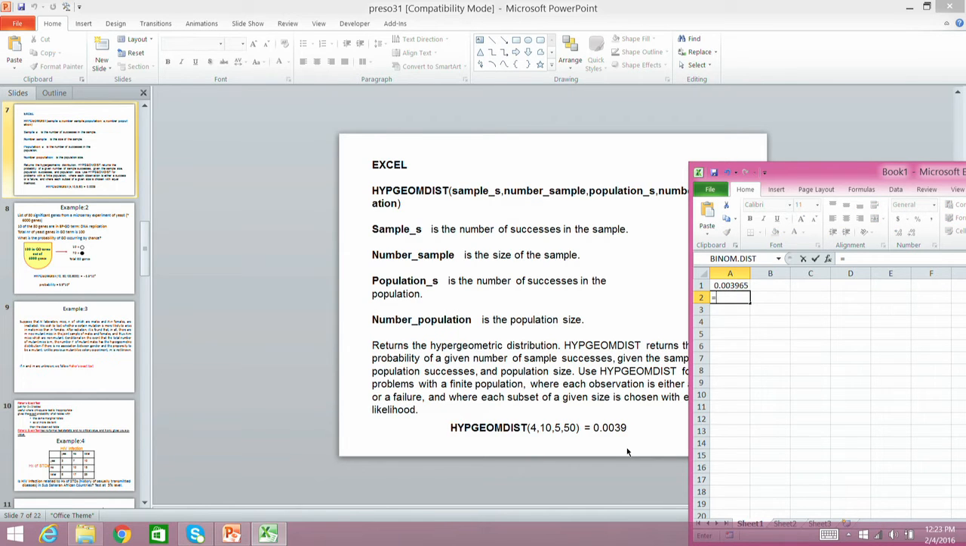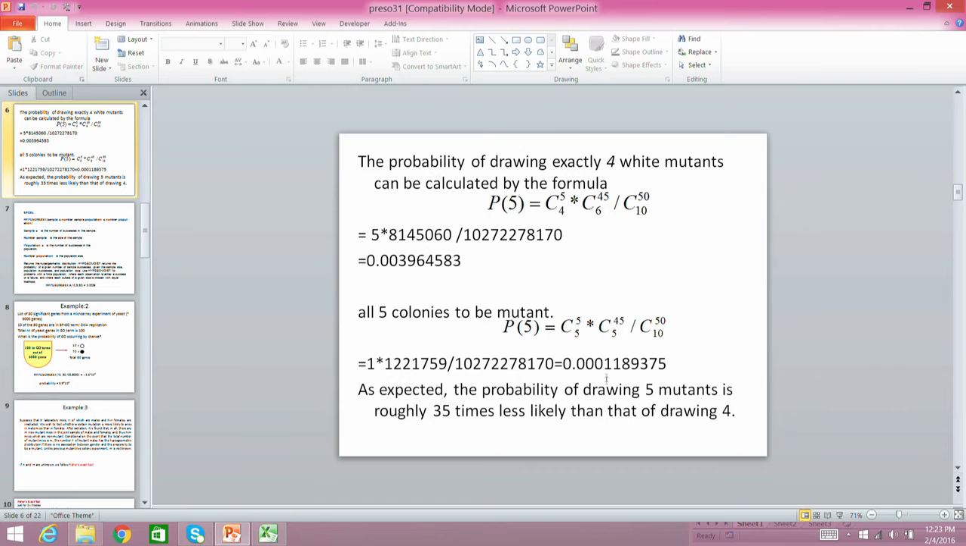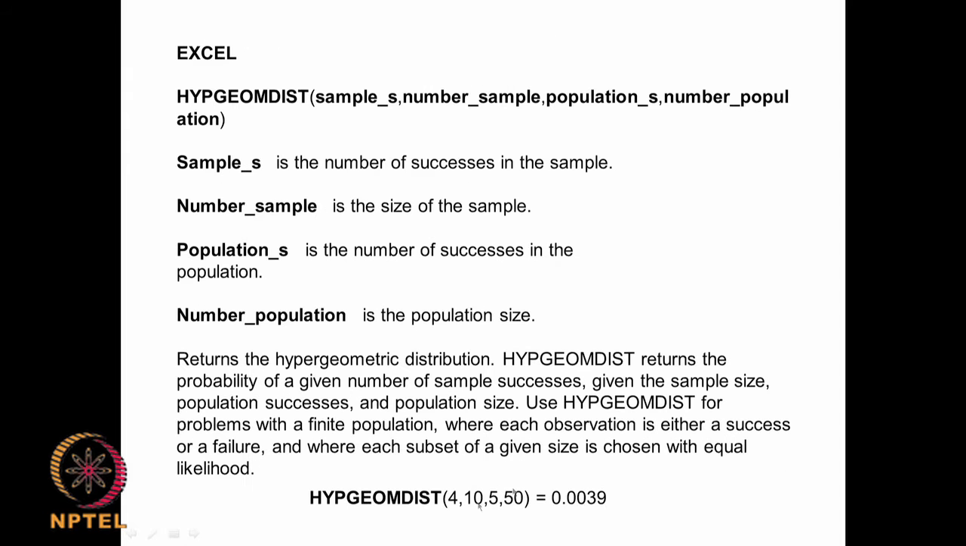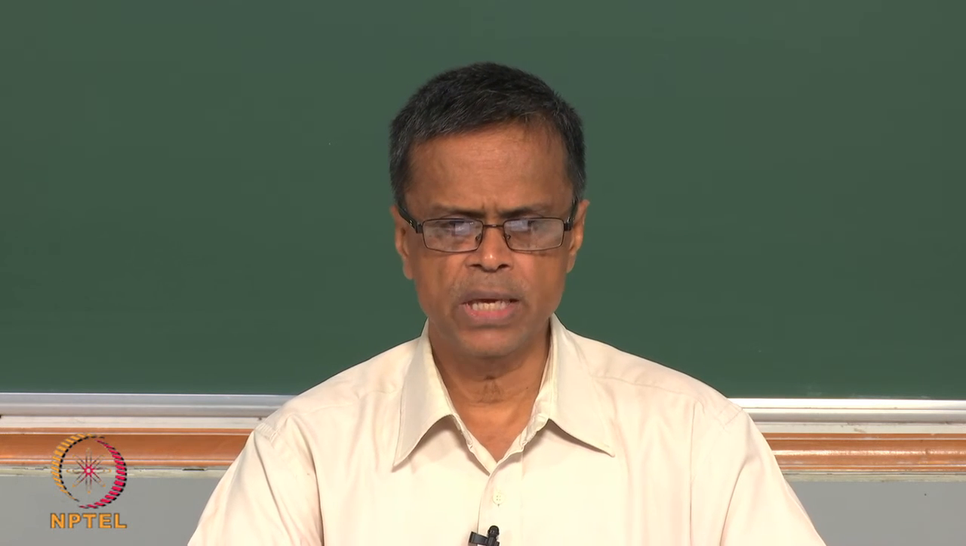So, if all 5 need to be black or mutant, the same thing we can do with HYPGEOM.DIST, 5 comma out of 10, 5 out of 50, right, 0.30119. So, we can use Excel also to do the same thing. It is quite simple with Excel. As you can see here, we give the number of successes in a sample, and this is the maximum number of successes possible, and this is the population number. We cannot use binomial, as I said, because we are taking out and not replacing. So, obviously the probability keeps changing as you keep drawing mutants.